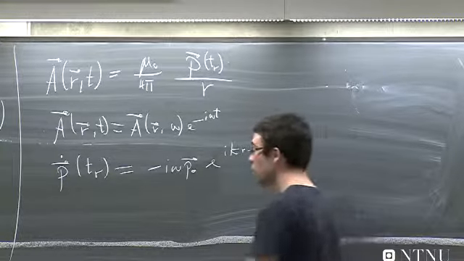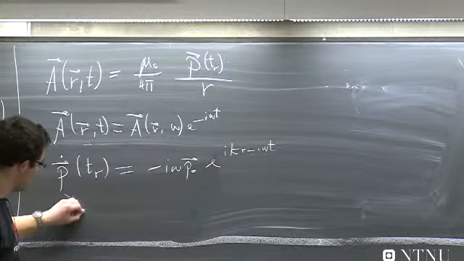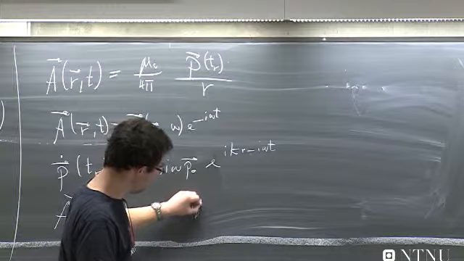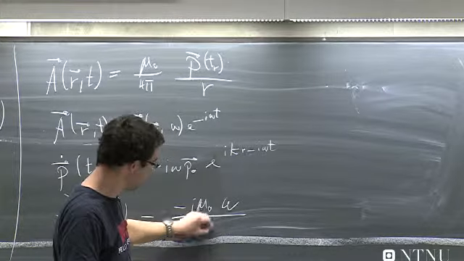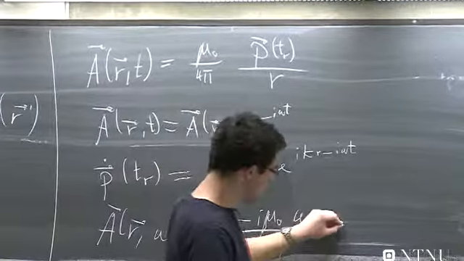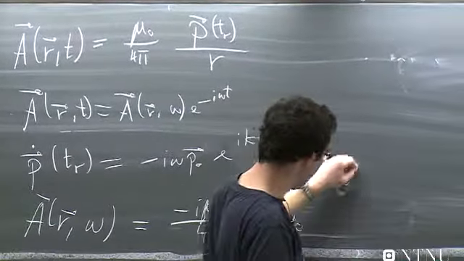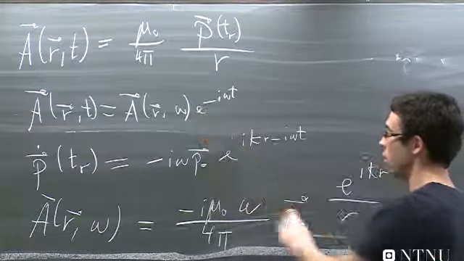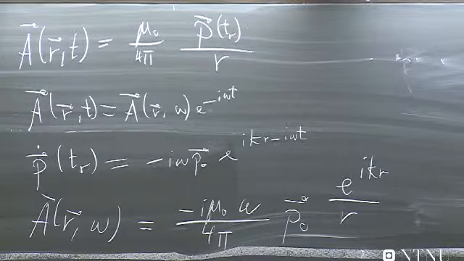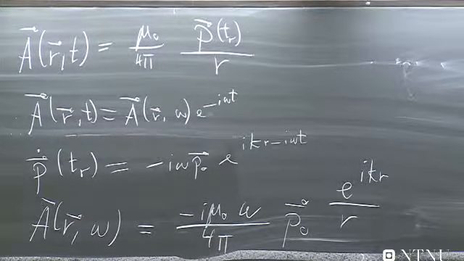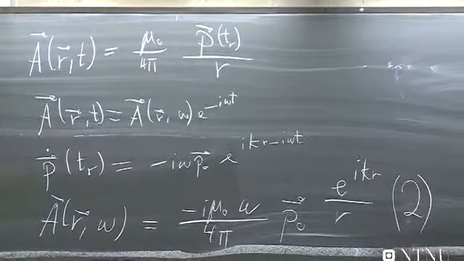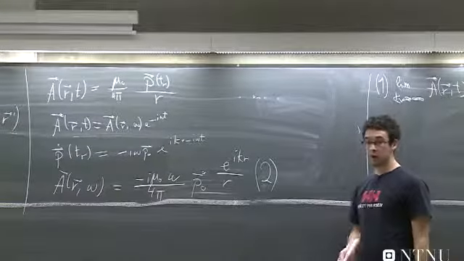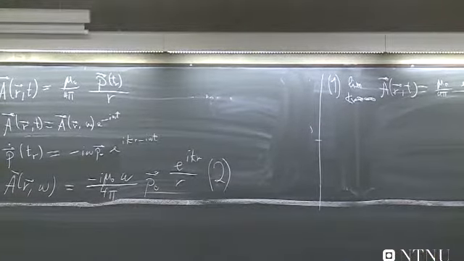And this gives us that A of r, omega is equal to minus i mu naught omega over 4 pi. And here we see the explicit omega dependence, p naught vector e to the i k r over r. And finally, when I insert into here, I get the e to the minus i omega t, which gives me the time dependence. And I call this equation 2. This is the vector potential from the electric dipole term.